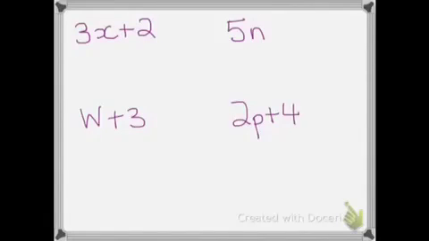Here are some algebraic expressions. I'm going to start by identifying the numerical coefficients, and I'll circle them in red. So there's the numerical coefficient in the first expression. There's a numerical coefficient in the second expression. This expression has no numerical coefficient written, so we can assume that the numerical coefficient is 1. And in the fourth expression, the numerical coefficient is the number 2.